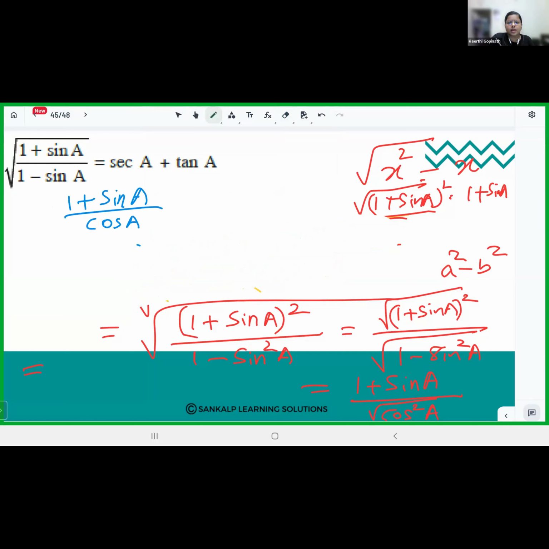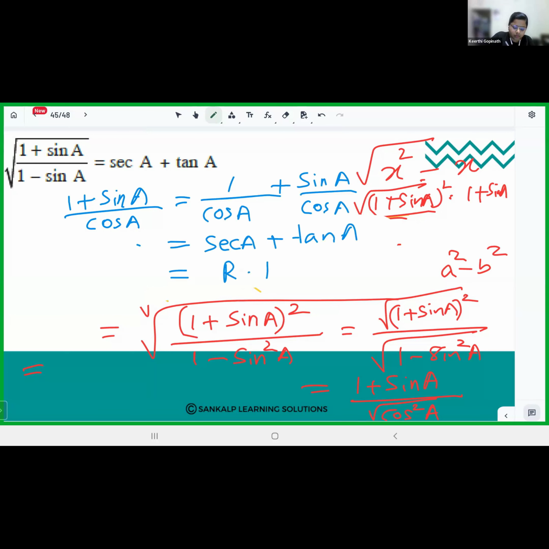So again, I am giving the denominator to the terms in the numerator. I am splitting that: 1 by cos A plus sin A by cos A. So 1 by cos A is nothing but sec A, and sin A by cos A is nothing but tan A, and this was our RHS. sec A plus tan A. So we have got LHS is equal to RHS. All right.